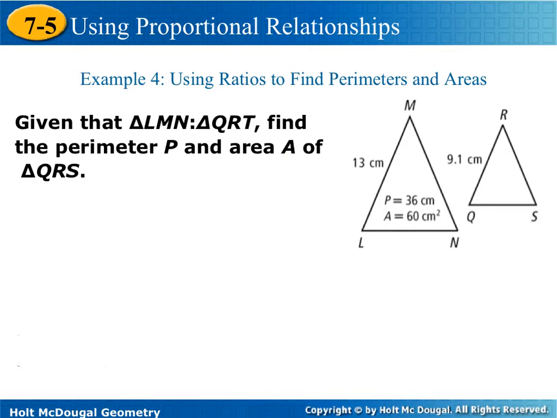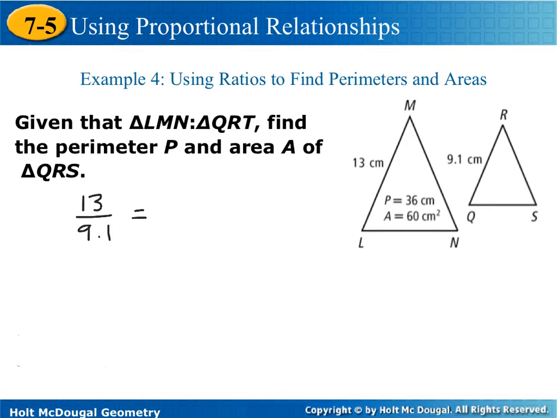So given that triangle LMN is similar to triangle QRT, find the perimeter P and area A of triangle QRS. So it gives us the perimeter and area for triangle LMN, and it gives us a side. So what would the similarity ratio between the two triangles be? If side LM corresponds to QR, then what would our ratio be? 13 over 9.1. So this is our ratio.